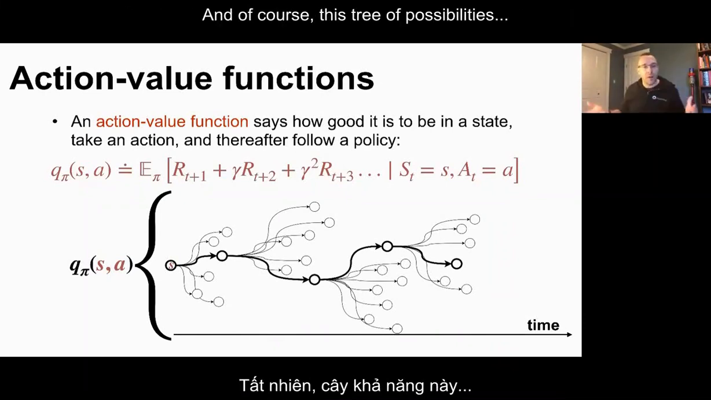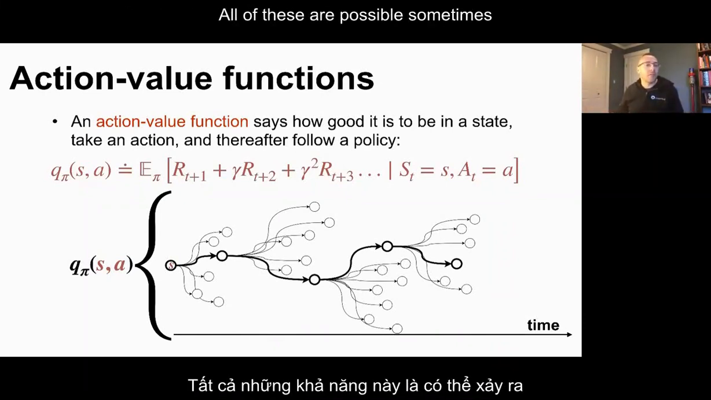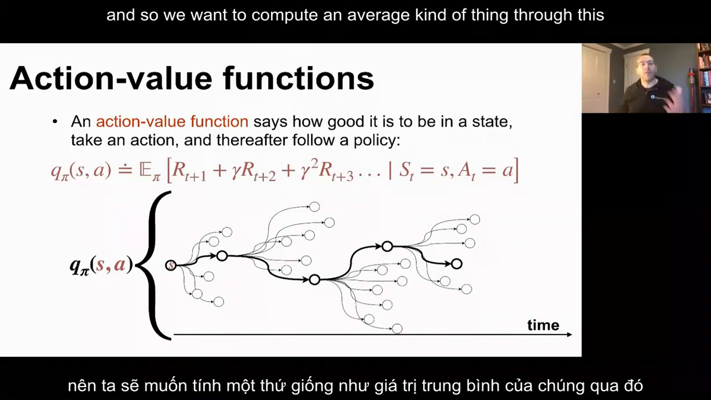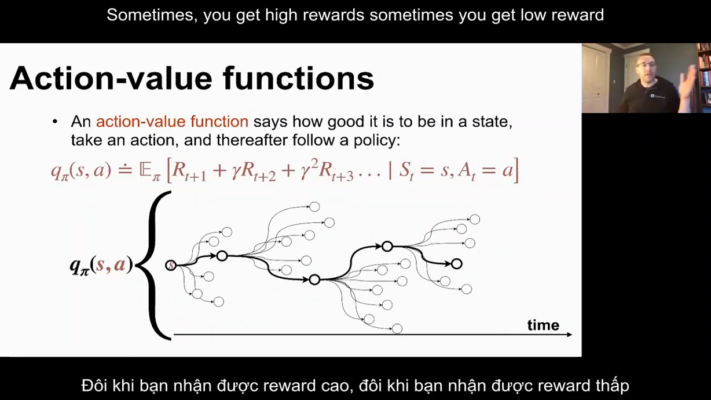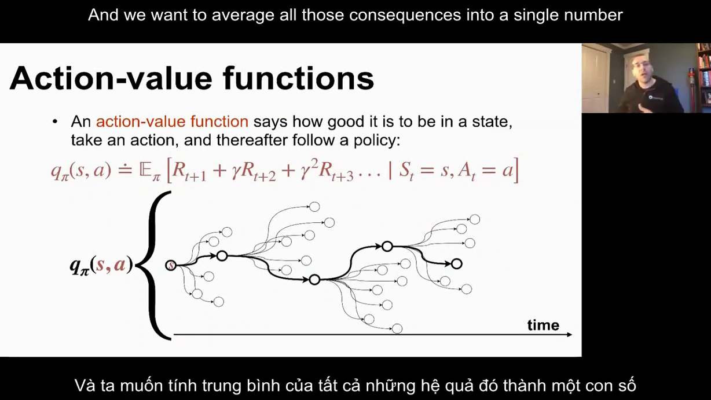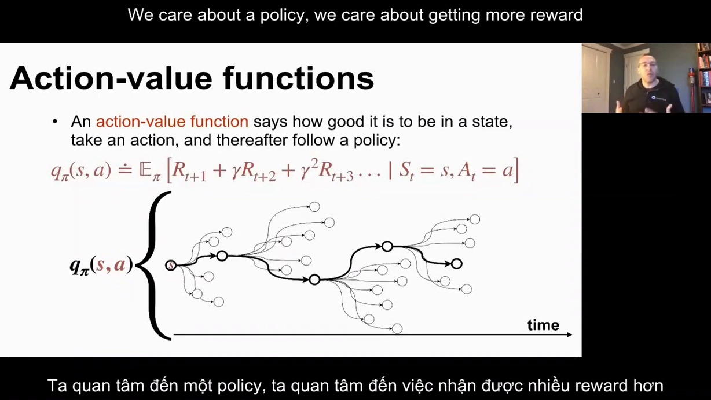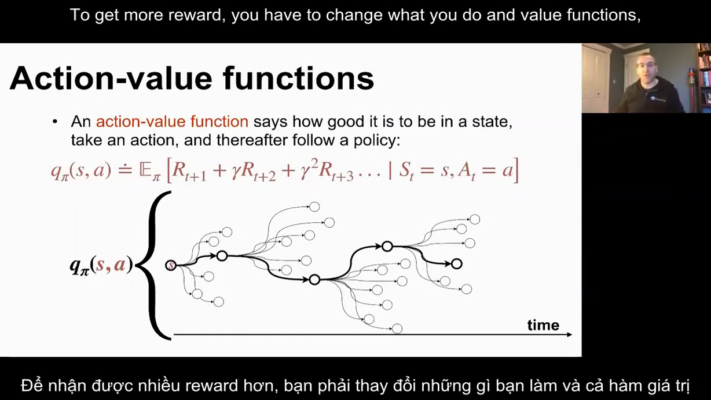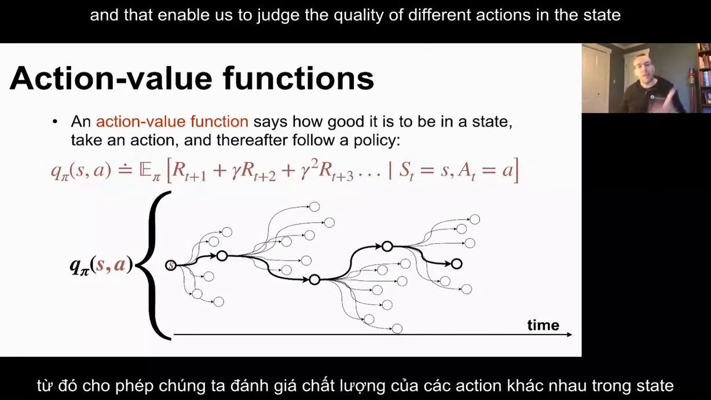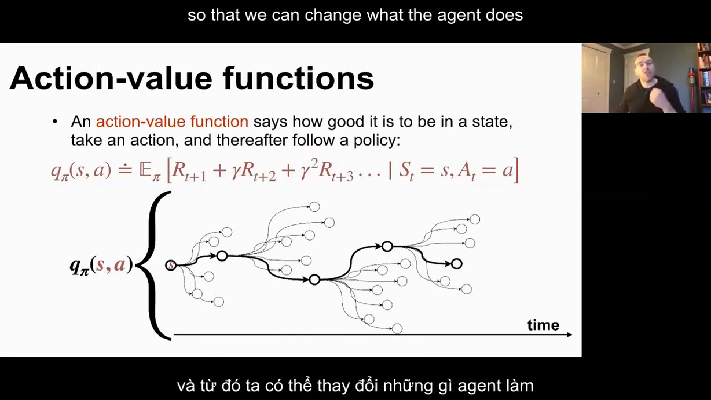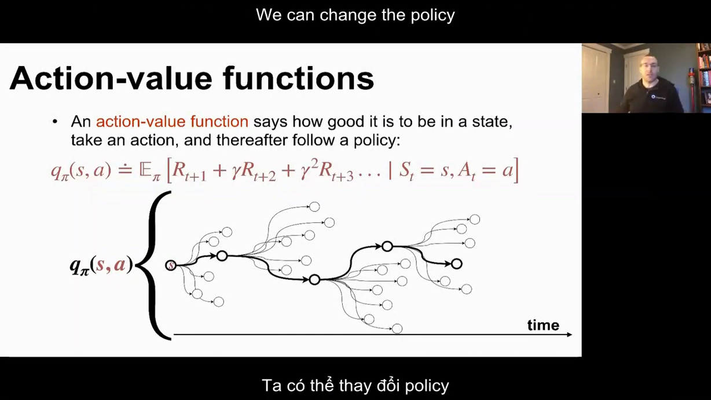And of course, all of these are possible sometimes. And so we want to compute an average kind of thing through this. There's many places we could end up. Sometimes you get high reward, sometimes you get low reward. And we want to average all those consequences into a single number. Because ultimately, we care about selecting actions. We care about a policy. We care about getting more reward. To get more reward, you have to change what you do. And value functions enable us to judge the quality of different actions in the state so that we can change what the agent does. We can change the policy.